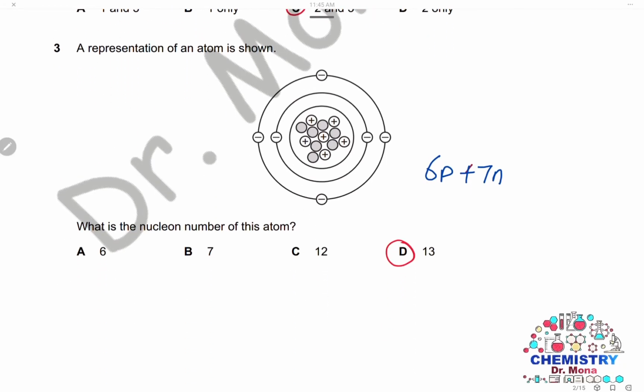Question 3. A representation of an atom is shown. What is the nucleon number of this atom? The nucleon number is the mass number, which is the total number of protons and neutrons inside the nucleus of an atom. So here we will count inside the nucleus. We have 6 protons and 7 neutrons. The total will be 13. So the nucleon number here is 13, and the answer is D.